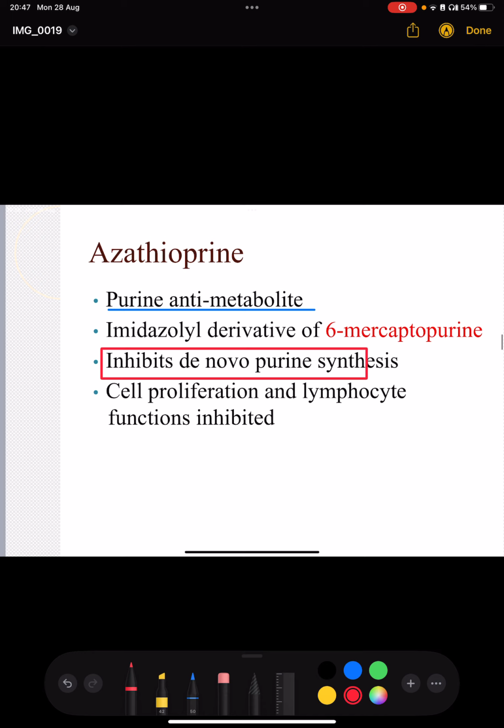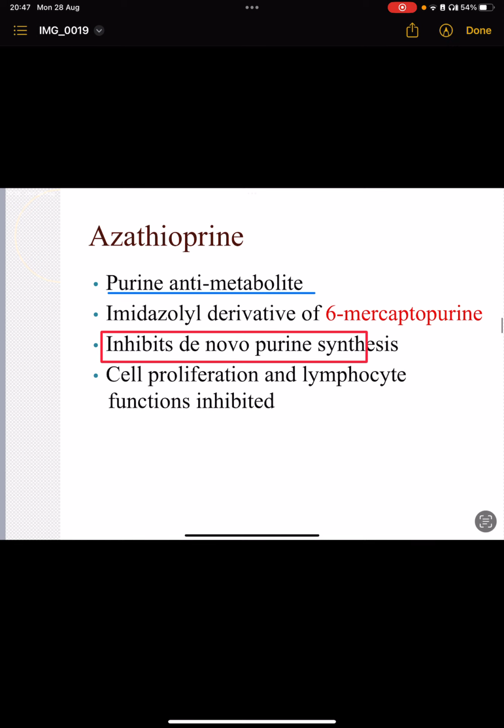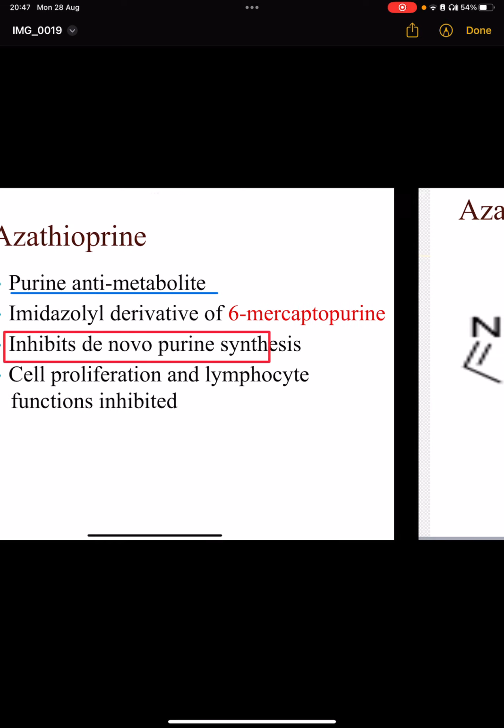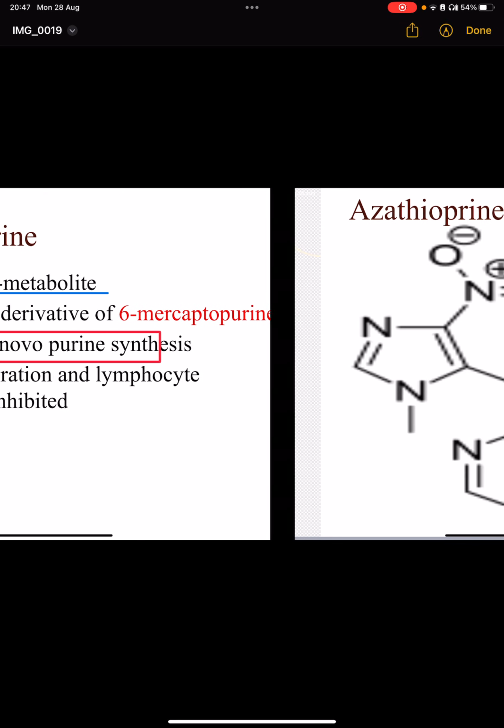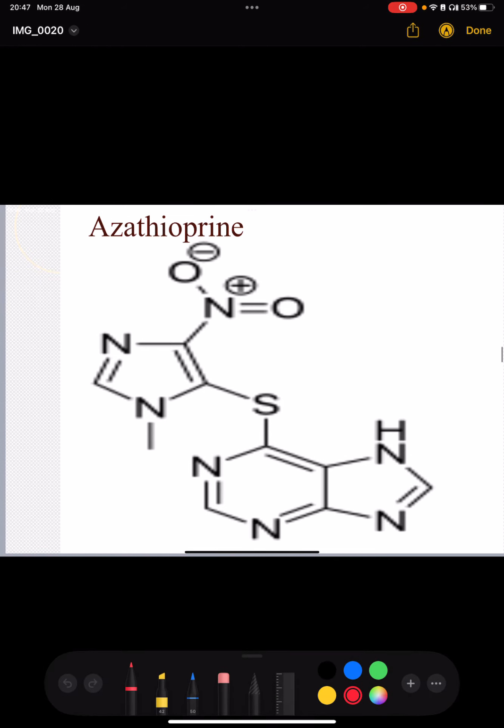If de novo purine synthesis is inhibited, then obviously cell proliferation and lymphocyte functions will be inhibited, because without purines you can't replicate DNA. Purine is an important component of DNA. This is the structure of azathioprine. Now, the moment you see this structure, you should notice this part over here. If you've paid attention in biochemistry, you will know that this is a purine ring. This is the structure of purine.